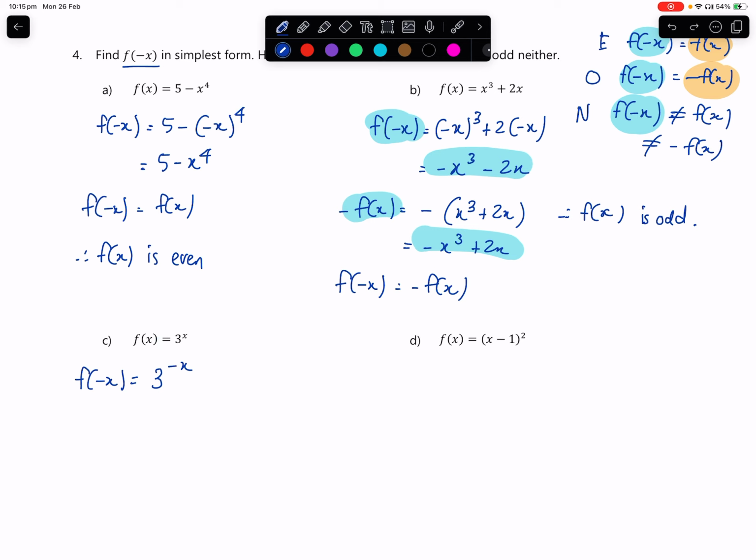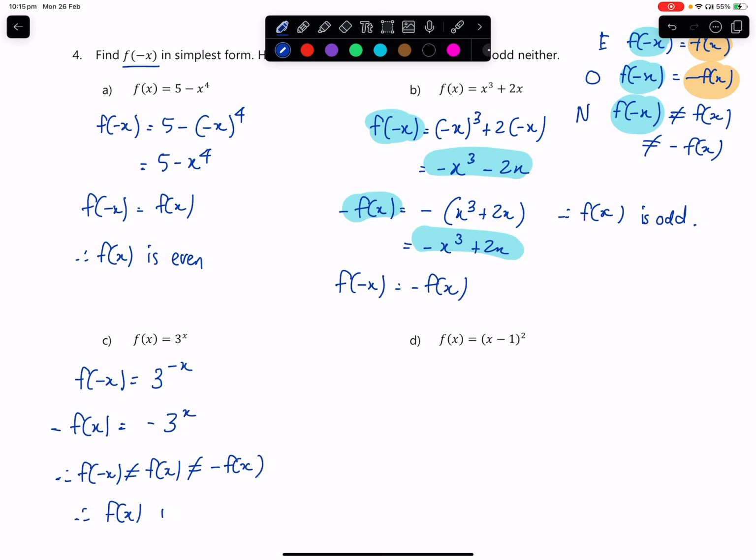So we can now find out what negative f of x is and see if it matches with that. So we'll have minus 1 times this. Okay, that's negative 3 to the power of x. So now if you compare these two, they're not the same. That means it's neither even nor odd. So we can say, therefore, f of negative x is not equal to f of x, not equal to negative f of x. Okay, therefore, f of x is neither.